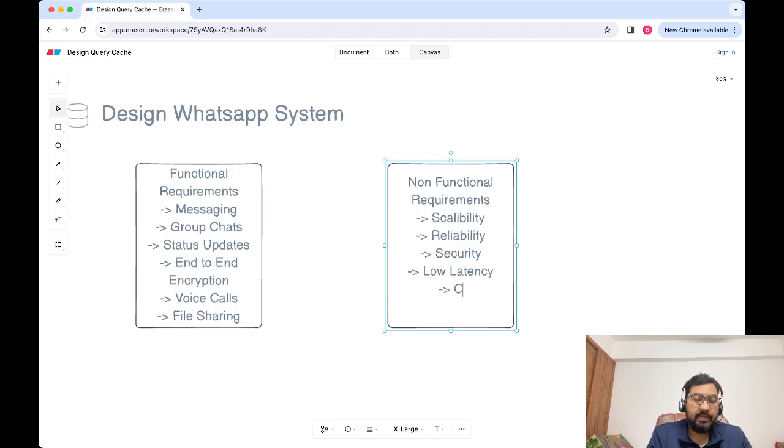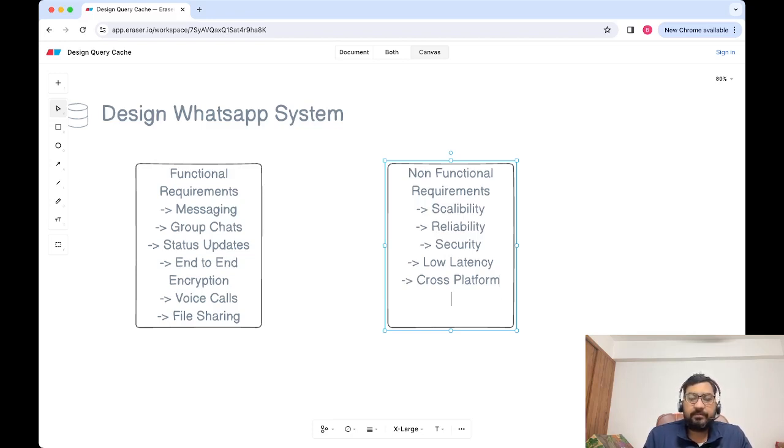The next point that comes up is cross platform. When we are talking about cross platform, it means seamless operation across various devices and platforms. It should be compatible with other platforms also. Like it is running on Android, and it is running on the iOS platform also. So this is mainly about cross platform.